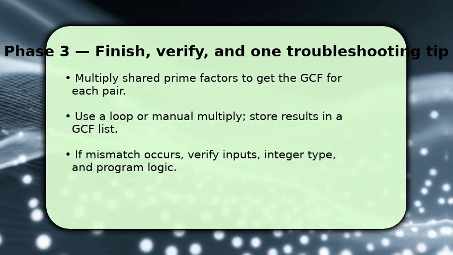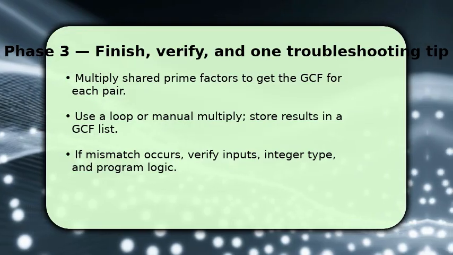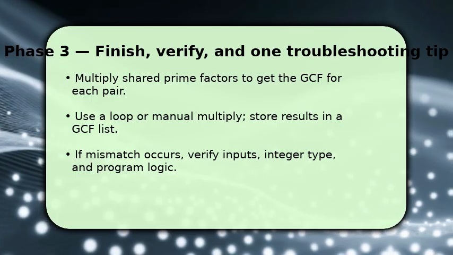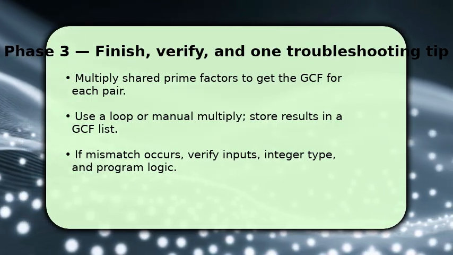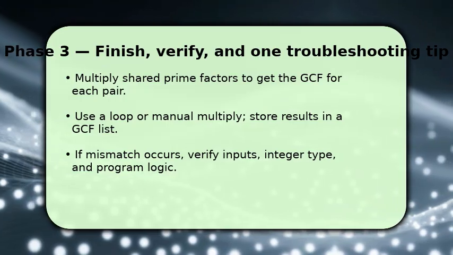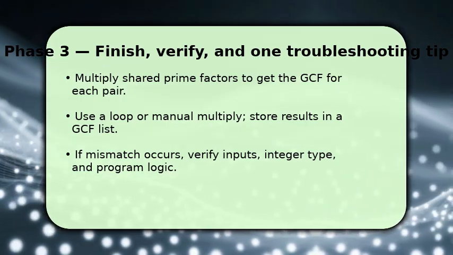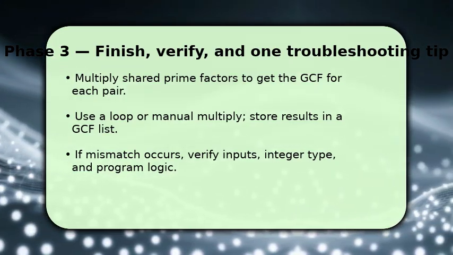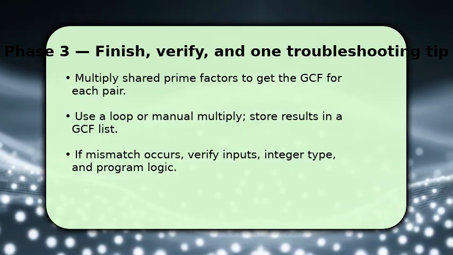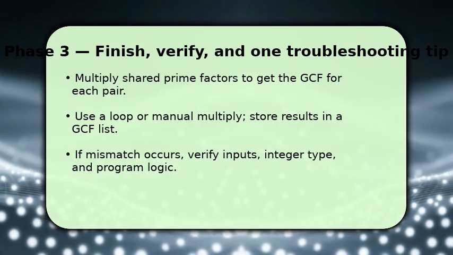You can write a brief loop that multiplies intersections and stores values into a GCF list. Once complete, review the GCFs quickly to confirm they divide both originals evenly. If results look wrong, check three things: your input lists, that numbers are integers not decimals, and the factorization routine's handling of repeated primes. Fixing one of those usually resolves errors.